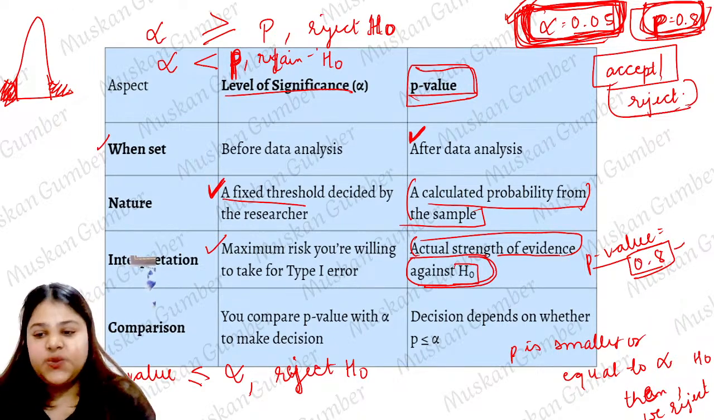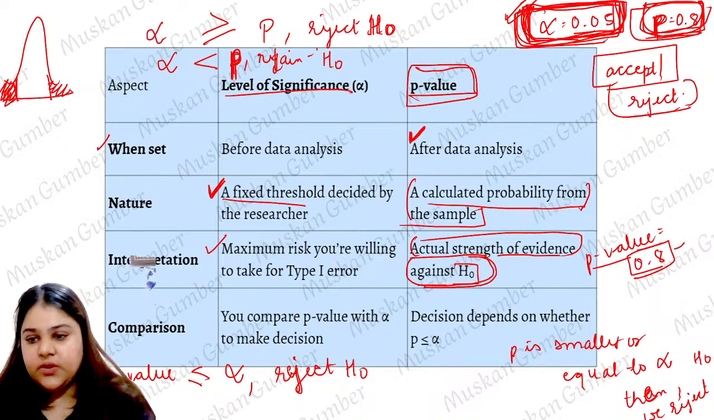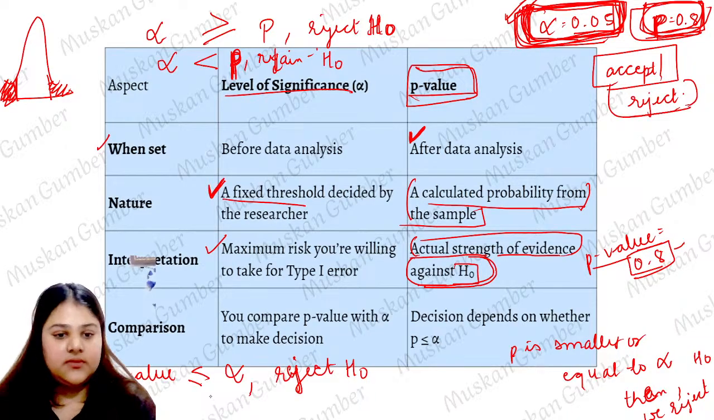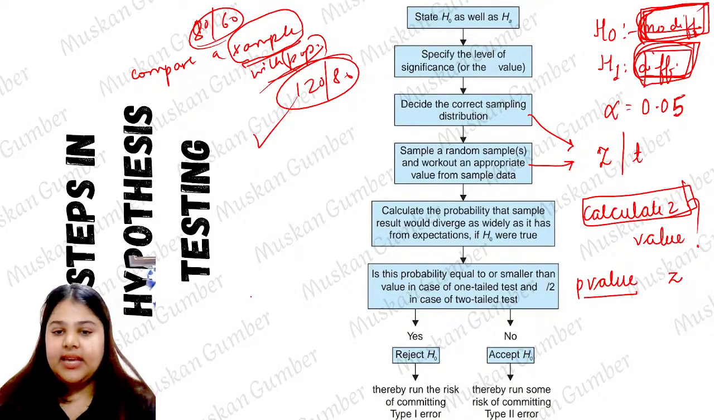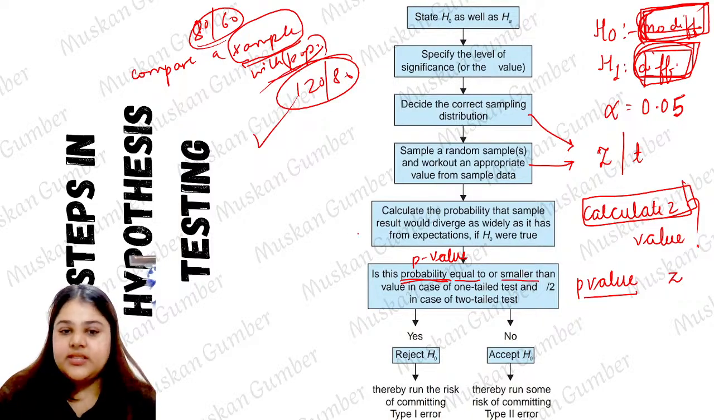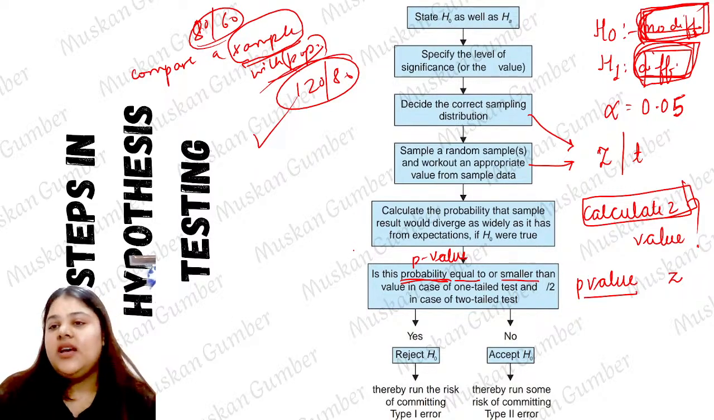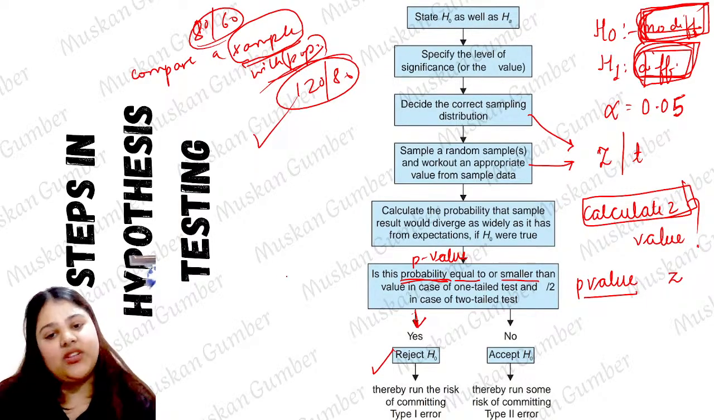You just tell me, till this point it is clear to everyone? Yes, Arshia, tell me. In the example that I have given, what we are seeing here is the probability value. If the probability value, or the p value, that I am calculating is equal to or smaller than the value of the alpha that I have set up, if that is the case, then we reject our null hypothesis. If that is not the case, then we accept our null hypothesis.